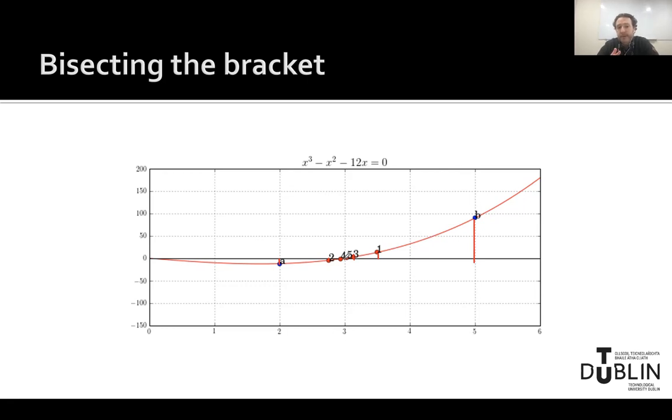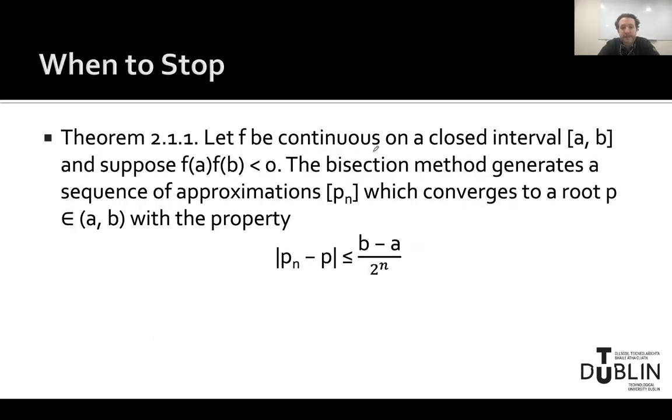Now, this equation, x cubed minus x squared minus 12x, has 3 roots. So you're going to have to do this method 3 times, and you have to find new brackets to bracket the other roots. The other thing is we need to know when to stop, or how accurate you want to be.